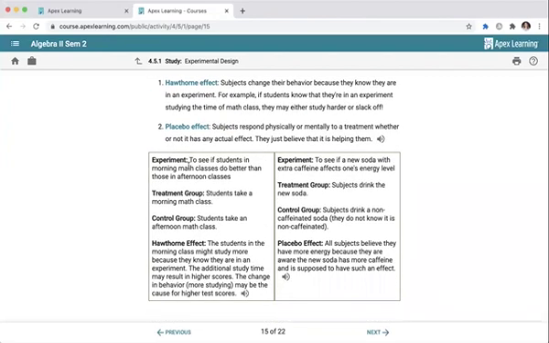Here are two more examples. If students in the morning class do better than the afternoon class, that's the Hawthorne effect: the morning students might study more because they know they're in an experiment, and the additional study time might result in higher scores. Another: to see if a new soda with extra caffeine affects one's energy level, half of the people drink the new soda with more caffeine and half drink non-caffeinated soda. In a placebo effect, subjects believe they have more energy because they were aware that the new soda had more caffeine.